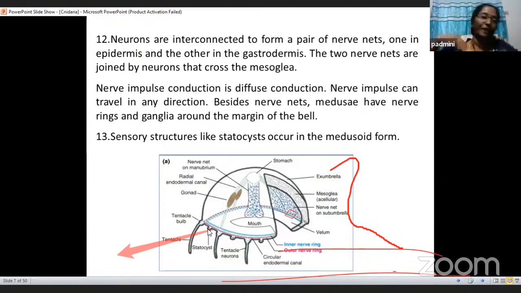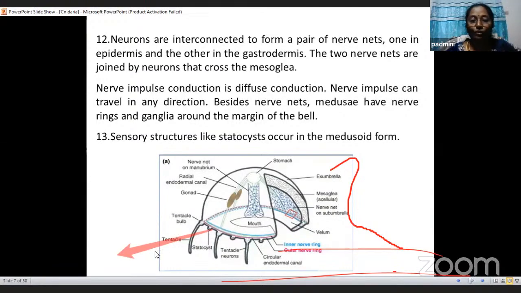Something like what we have behind the brain, the cerebellum and the medulla oblongata, which tells us our gait. If we are sitting, we are sitting. If we fall down, the brain tells that you have fallen down, get up and stand straight. That is the sensory action. So the statocyst over here in the medusa works like that, which gives them a sense organ like structure.